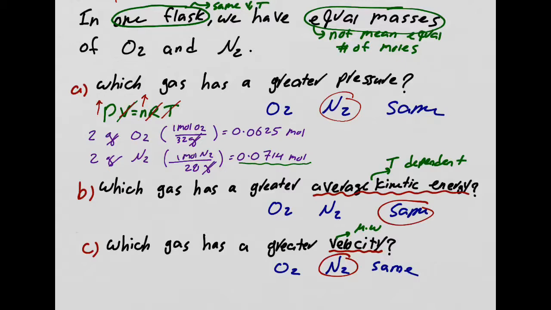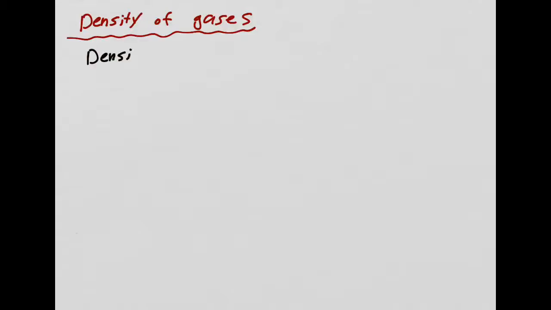Let's continue with gases. We have one more thing to talk about for gases. The last part of gases we want to talk about is density. We're going to talk about density of gases. Now tell me, let's go back to weeks ago. What was the formula for density? Let's go back to the basics. Density is mass over volume. I can almost hear you saying that. Good. So density is mass over volume.